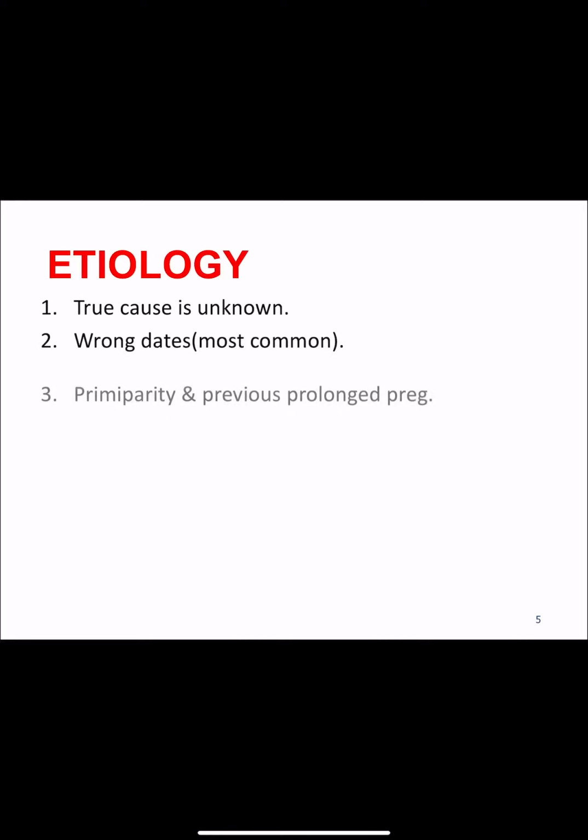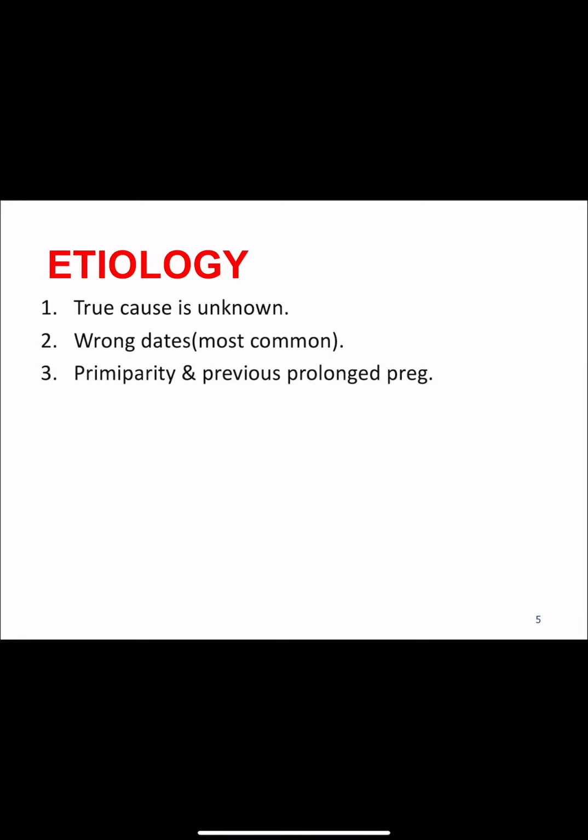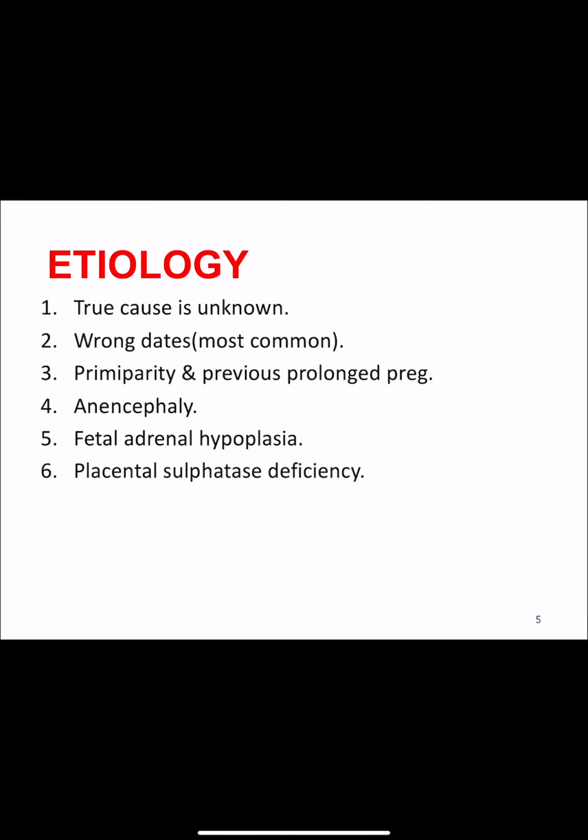Now, what are the causes of post-date pregnancy? The exact cause is unknown, but in the majority of cases the cause is due to wrong calculation or error in dating. The patient may not remember her last menstrual period. The third cause is primiparity and previous prolonged pregnancy. If the fetus is presented with anencephaly, fetal adrenal hypoplasia, and placental sulfatase deficiency.